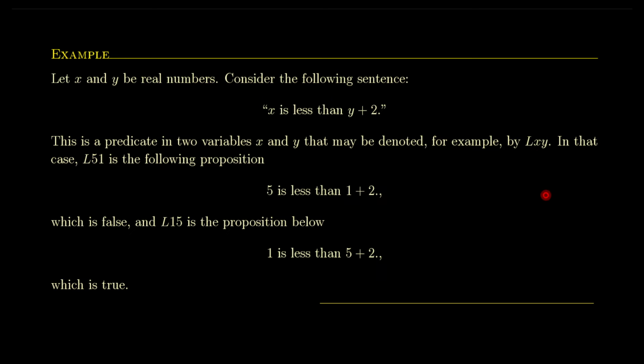Okay, so let us go back here. In that case, when I write L(5,1), what does it mean? It means replace x with 5, replace y with 1, and read the sentence. So it becomes 5 is less than 1 plus 2. Is this a proposition now? Yes, because it is claiming something, and it is either true or false, but in this case it is false. And then you can write L(1,5), where you replace x with 1 and y with 5, and read the sentence, so it becomes 1 is less than 5 plus 2, which is in this case a true proposition. Is that right? So it's not hard.